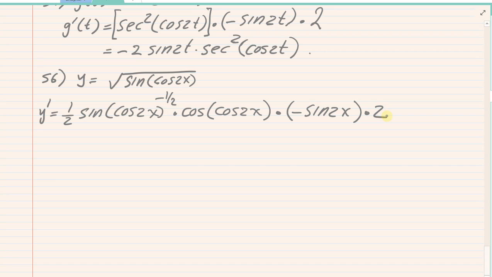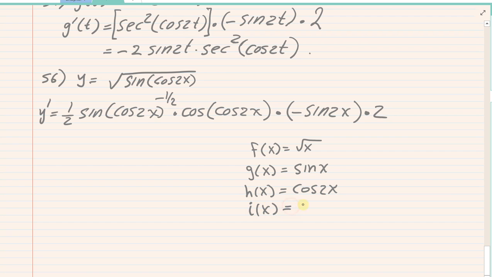Again, because you can think of this as being in the form of here. I'm going to say f of x is root x. g of x would be sine x. h of x is cosine 2x. And i of x is just 2x.